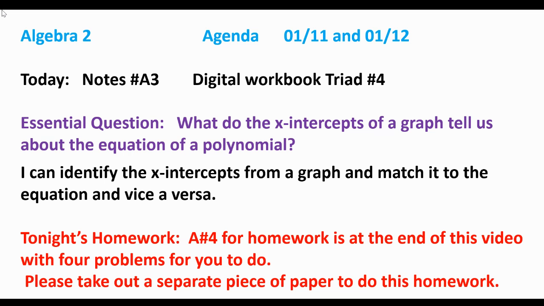The essential question is, what do the x-intercepts of a graph tell us about the equation of a polynomial? You should be able to say that you can identify the x-intercepts from a graph and match it to the equation and vice versa. Tonight's homework is at the end of this video with 4 problems for you to do, so make sure you listen to the whole video. Make sure that your homework is on a separate piece of paper.